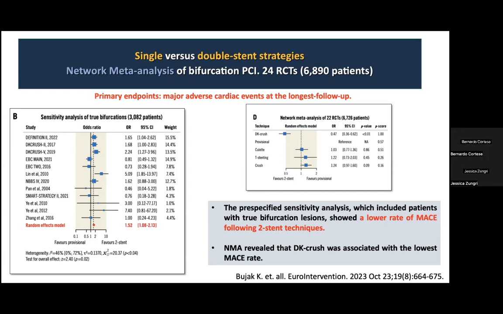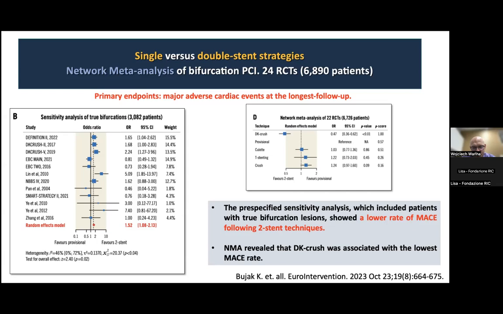It depends on the situation. It depends on the lesion. What type of bifurcation technique should we use in the bifurcation lesion? But according to that data, the single stent strategy is not worse, which has been shown in the randomized controlled trials. So we have the data from randomized controlled trials from EBC that the one-stent technique is not worse in comparison to the two-stent strategy.